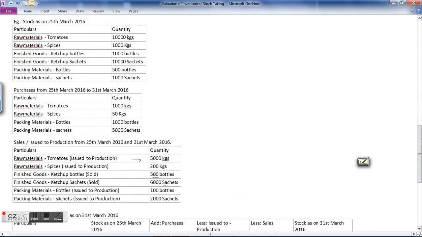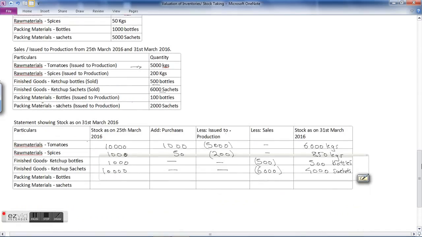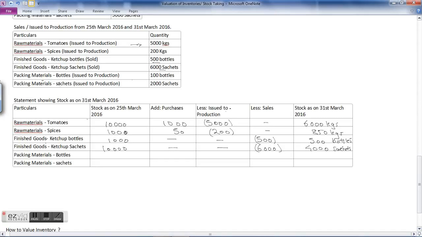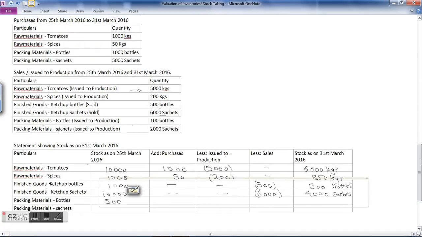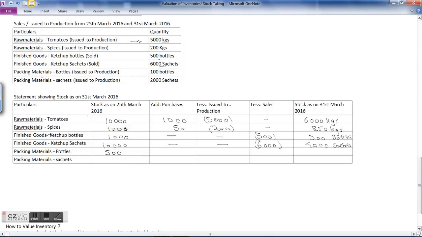Now the packing materials, bottles and sachets. Now these are empty bottles which will be used for filling the ketchup. Okay, so what is the opening stock as on 25th March for packing material bottle? 500 bottles. So I'll put it as 500. Then are there any purchases of bottles? Yes, there are 1,000 purchases of bottles. Okay, so I'll put it as 1,000. Then are there any issued to production? Yes, 100 bottles are issued to production. Then there won't be any sales since this is a packing material. So total is 1,000 plus 500, 1,500 minus 100. Okay, so that comes to 1,400 bottles.